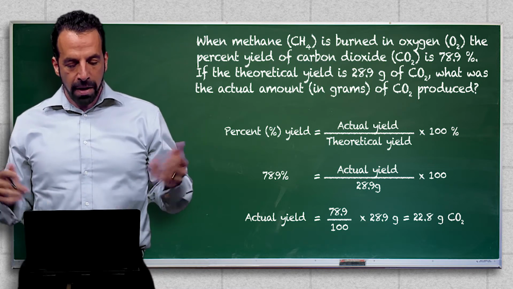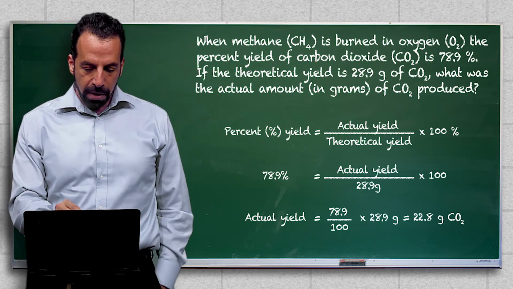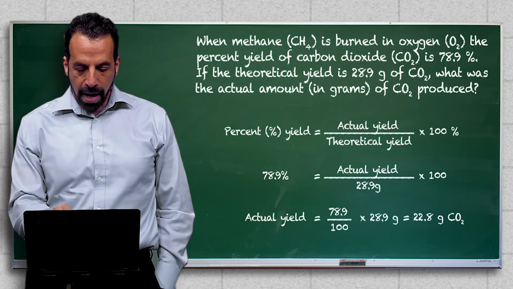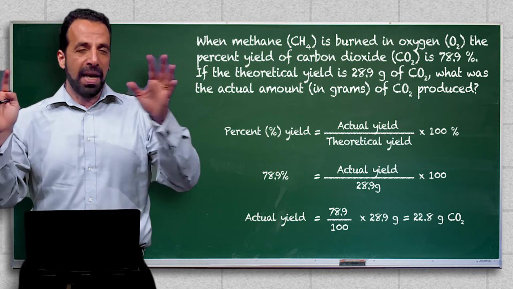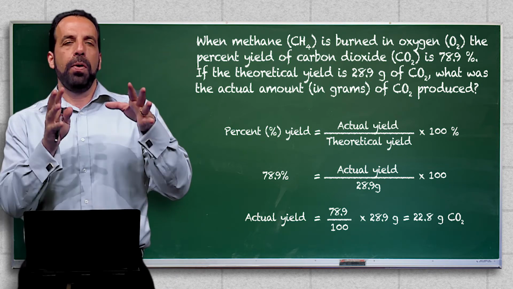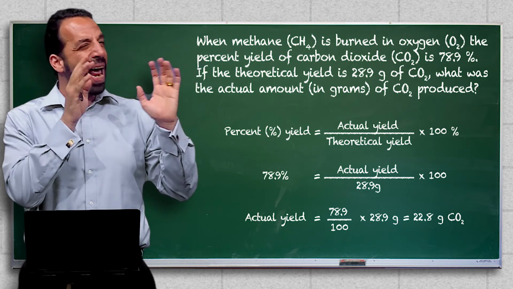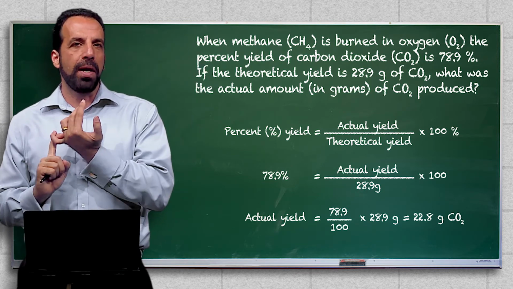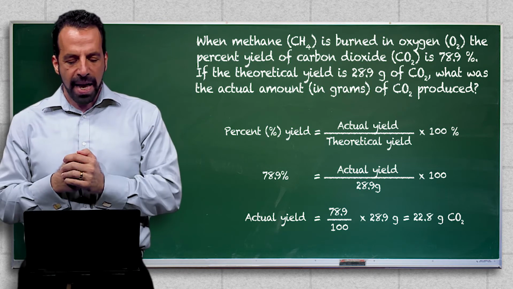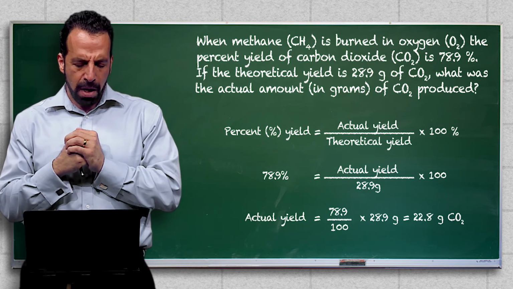To test it, you divide 22.8 grams by the 28.9 grams times 100. That's going to give you 78.9%. So in this case, they were just asking what this student got actually, and they give you the theoretical. So we didn't actually have to write the chemical reaction for this one. We can just plug it in into that percent yield equation.